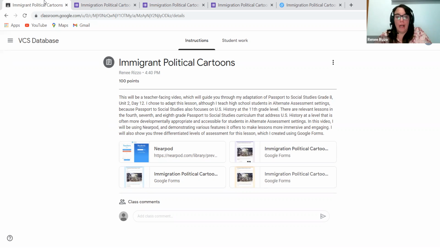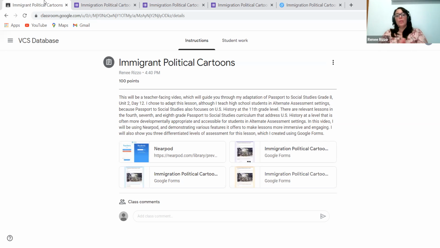So I used Nearpod, demonstrating the various features it offers, and I showed you 3 differentiated levels of assessment for this lesson, which I created using Google Forms. I also should mention that I chose to use a lesson based on political cartoons because students in alternate assessment settings often need visuals to understand the topic of a lesson.